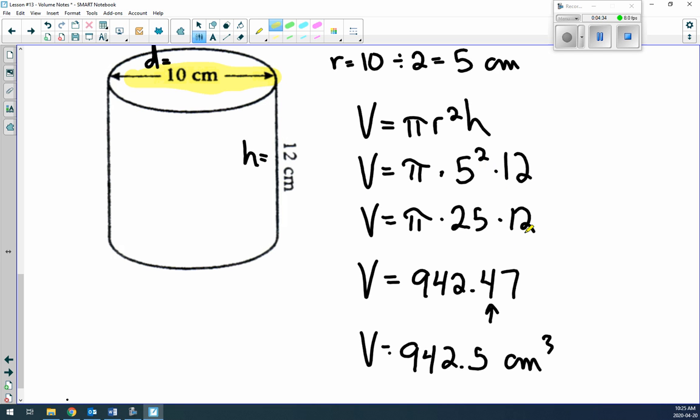So pi times 25 times 12, we end up with 942.47. Round to 1 decimal place. So rounding to the 4 there. We look 1 to the right, it's a 7. So that means, since it's greater than 5, that 4 is going to round up to a 5. So we end up with 942.5 cubic centimeters.